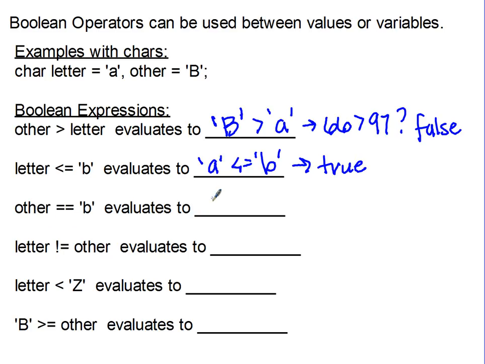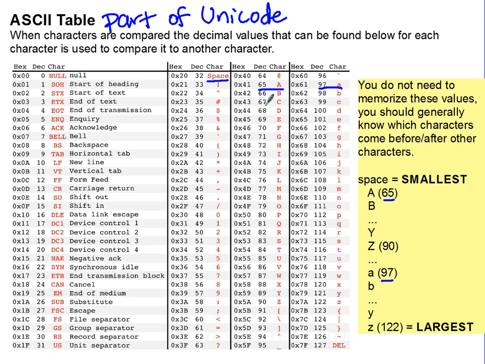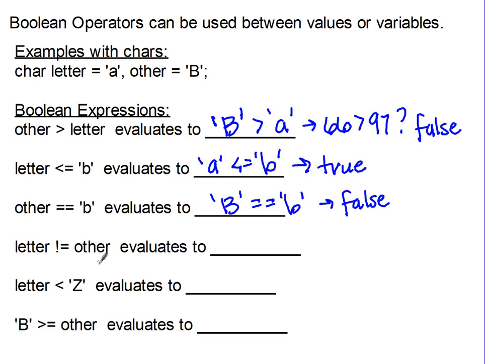Other equals B. So is capital B equal to a lowercase b? We know that is false because Java is case sensitive. They are not the same. They have different numerical values, and you look back at your chart. 66 is not equal to 98. Then I have letter is not equal to other. So is it true that A is not equal to B? And that is true. They are not the same.